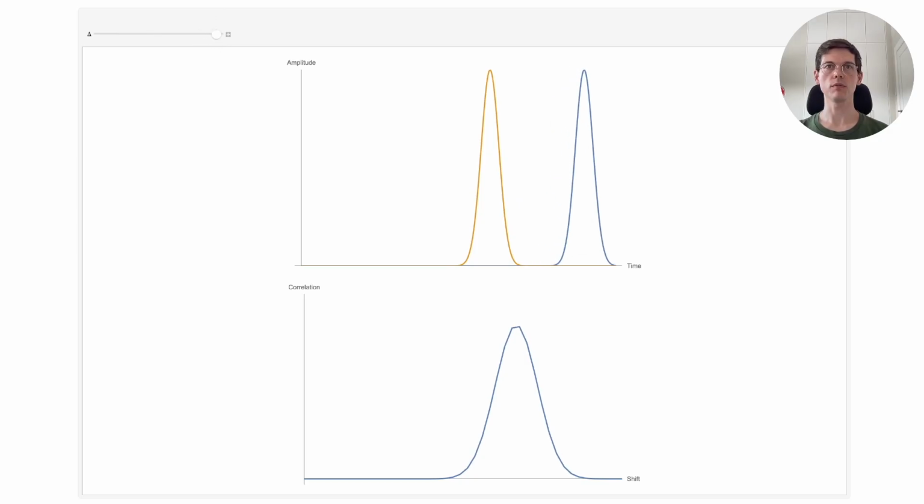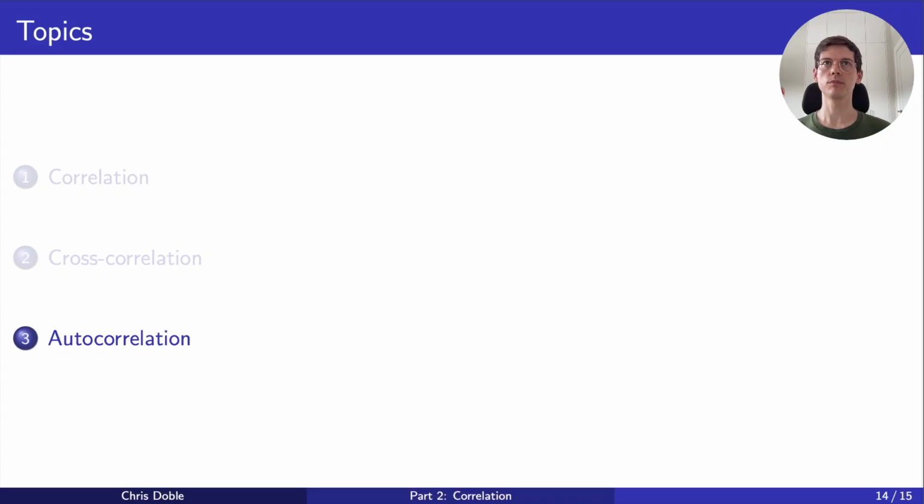This graph that we've plotted, down the bottom here, is known as the cross-correlation of the signals, and it's useful for finding the shifts that result in the maximum or minimum correlation. In this case, you saw that the maximum correlation occurred when the signals overlapped perfectly. The final topic we'll discuss in this video is autocorrelation. The autocorrelation of a signal is its cross-correlation with itself.